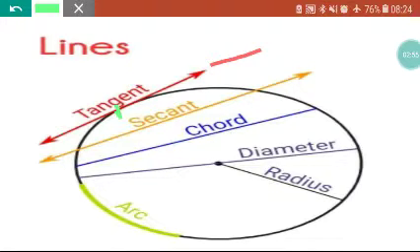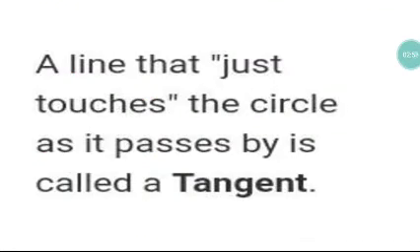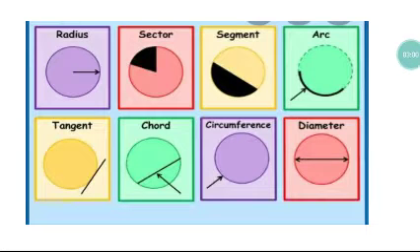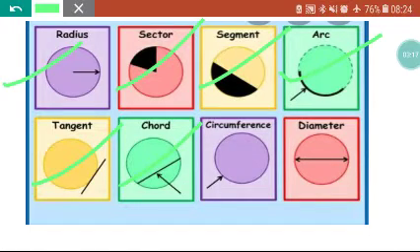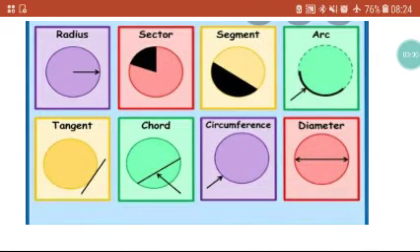Then we have the parts, the things that are related to the circle. One by one you can see there is the radius in the first one, then we have the sector, the segment, the arc, the tangent, which we just explained, the chord, the circumference, and the diameter. Diameters we know, and the tangent we have just described. So we should know all these things, and one by one we are going to discuss them all.